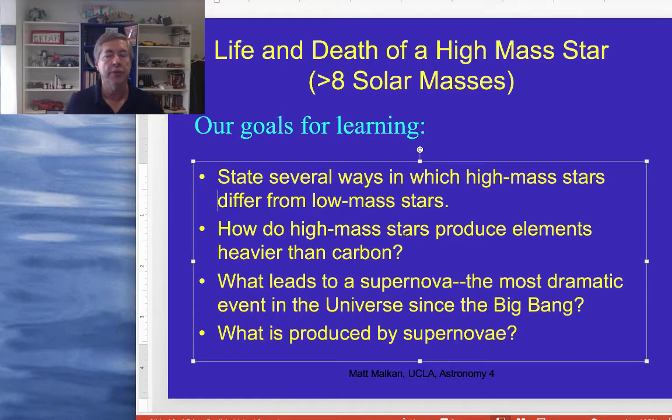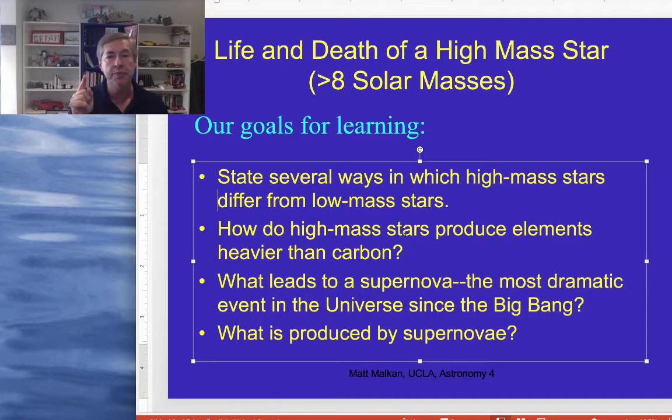We won't go through any heavy equations in this lecture, but I do want you to get a good physical picture for why all these remarkable and very important things, important even to us on Earth, happen when an unusual massive star evolves and reaches the end of its spectacular lifetime. So we have a number of goals for learning in the lecture today.